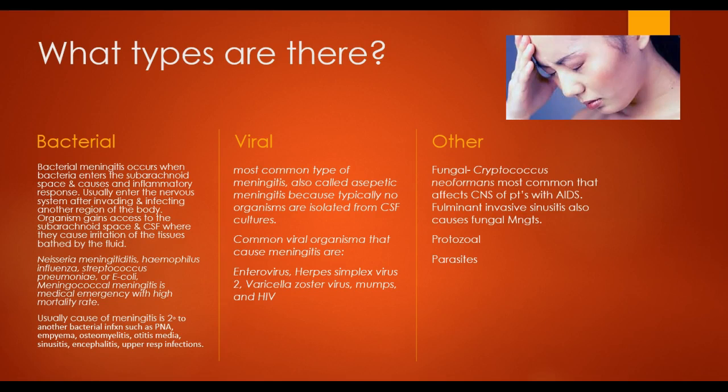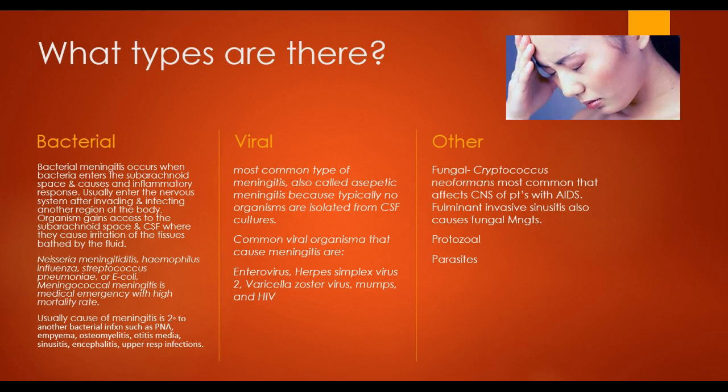So what types are there? There's bacterial, viral, and other. The other is the protozoal and the parasites and stuff like that, which is very rare, pretty obscure, but it does happen. Bacterial meningitis is the one that they've been making public service announcements for in the past 5 to 10 years, especially for vulnerable populations like teenagers. They were really pushing for teenagers to get vaccinated, and that was mainly for the meningococcal meningitis, which is associated with a high mortality rate.